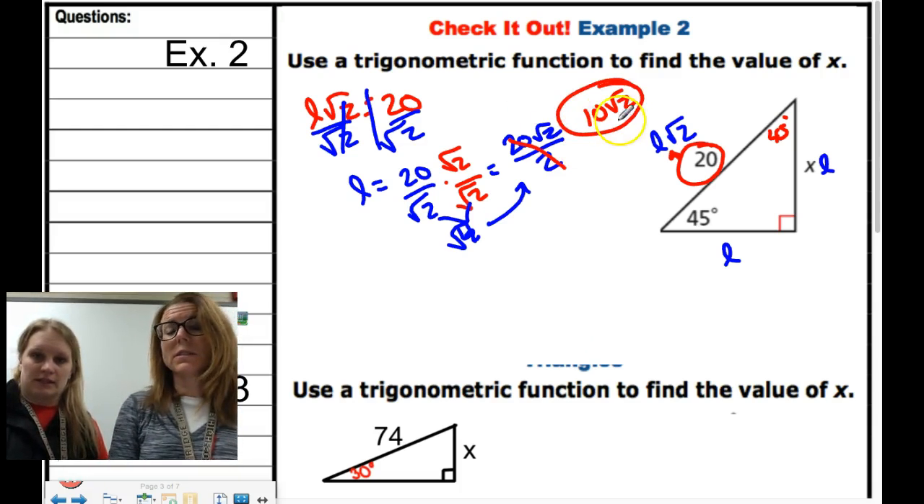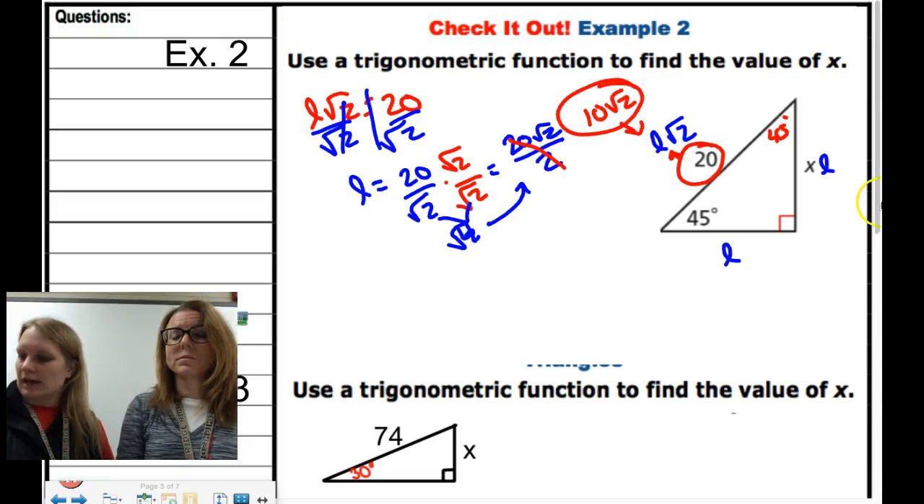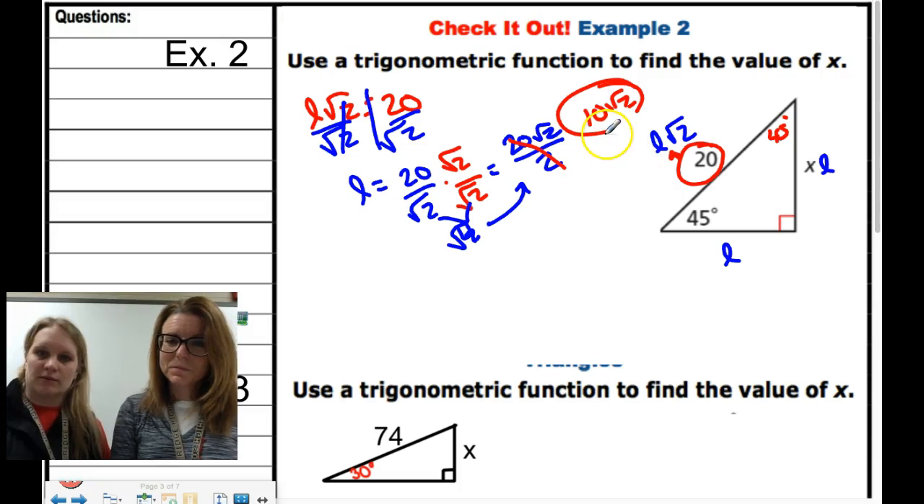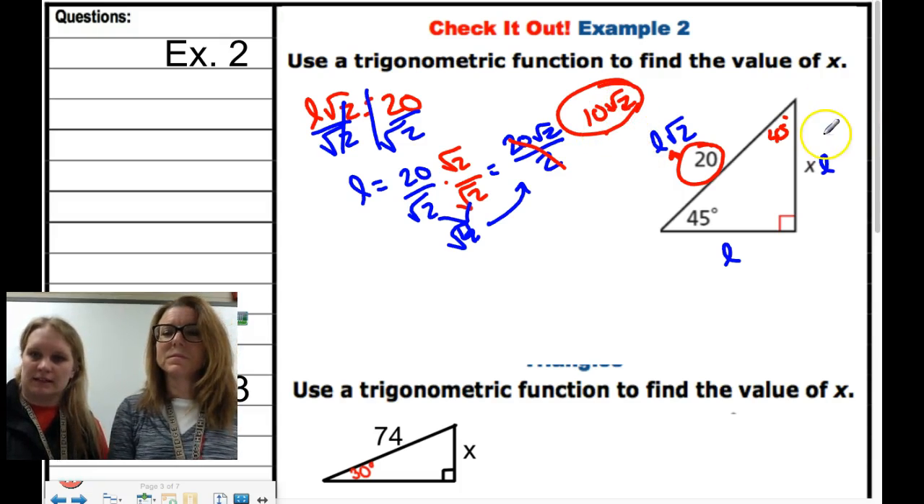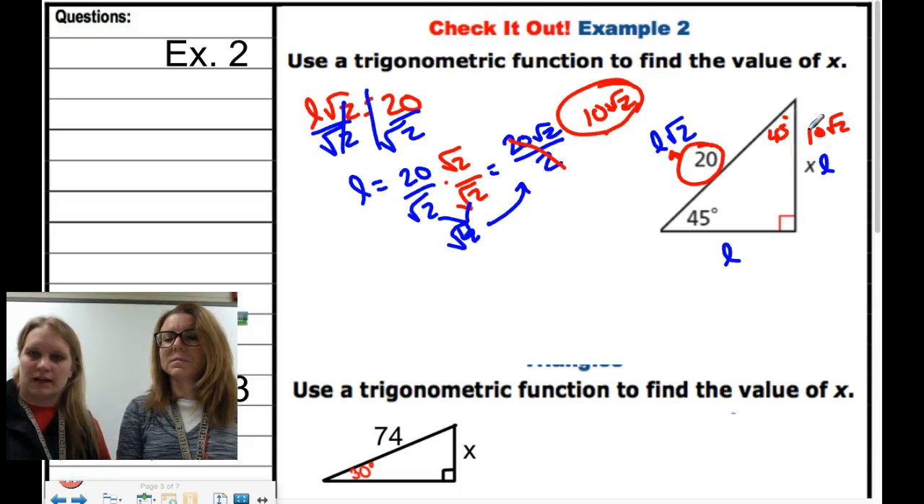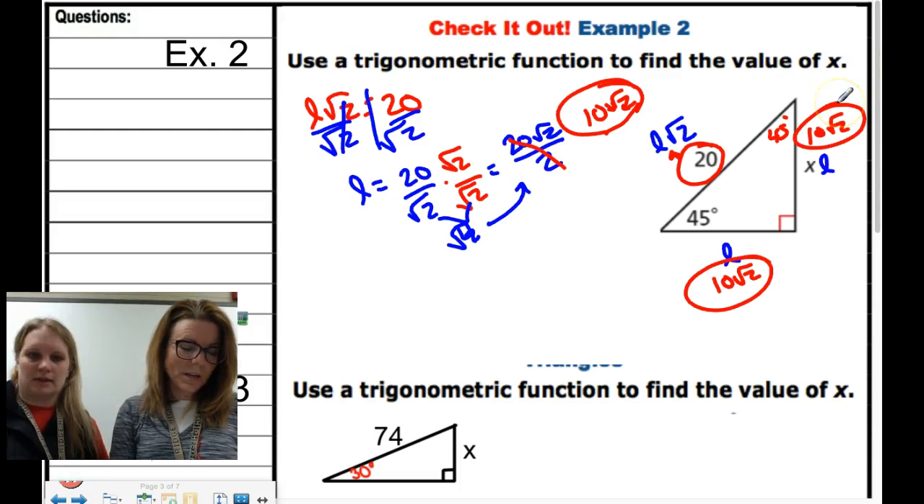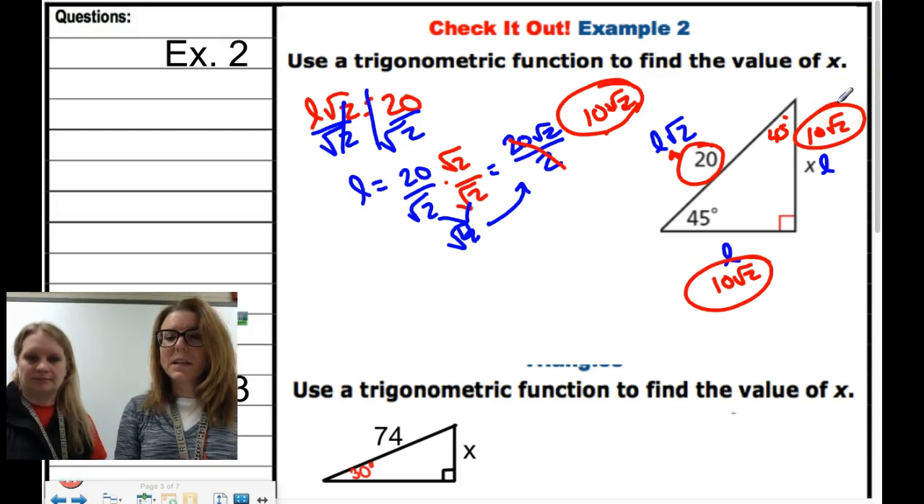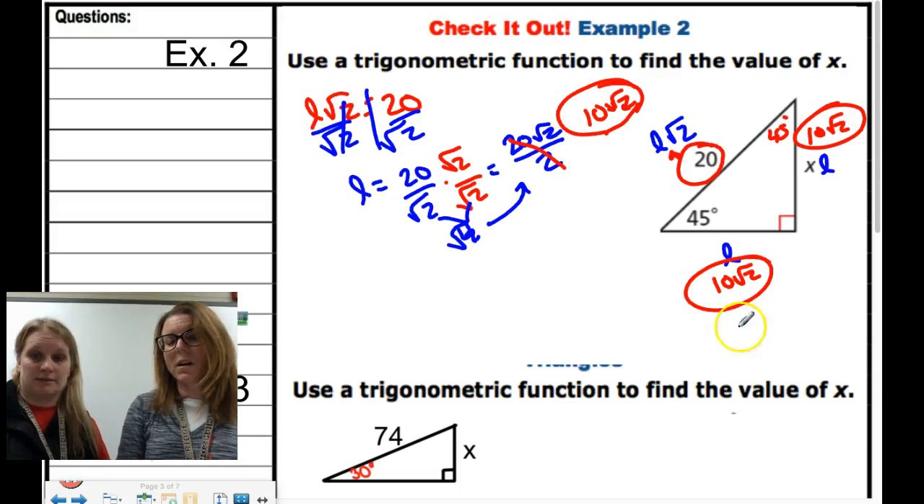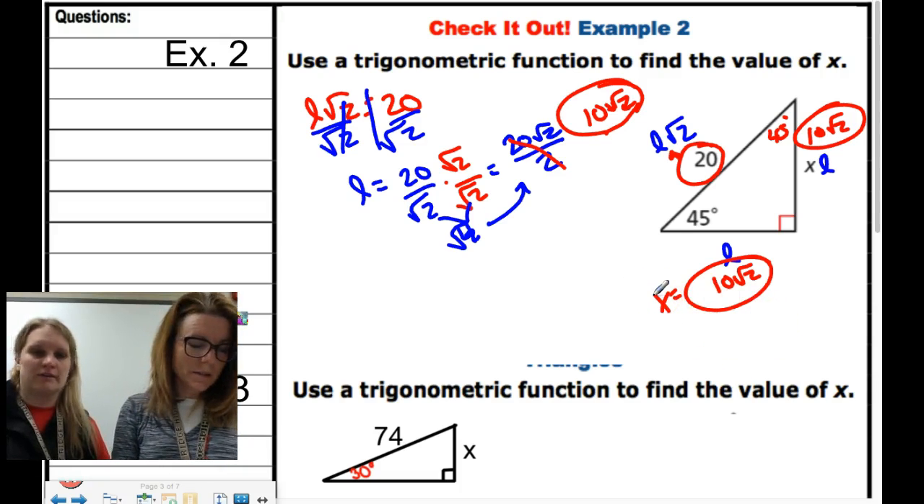So this side is L√2. Oh, no, I lied. That's not L√2. This is our L√2 side. So 10√2 is our answer for x, which means that this side is 10√2 and this side is 10√2. And that can also be called L or X, whatever letter you want to call it.